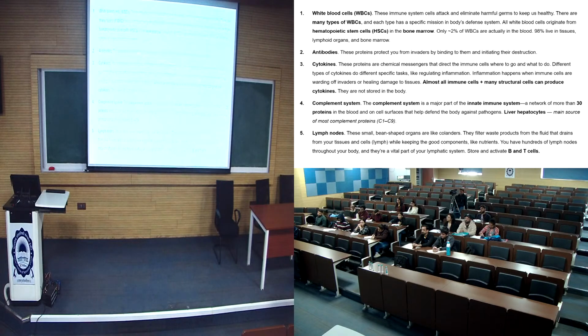Inflammation happens when immune cells are warding off invaders or healing damage to tissues. So if there is an injury, immune cells will come and secrete cytokines. Why do they secrete cytokines? To recruit other cells to repair it, but that will also lead to inflammation.